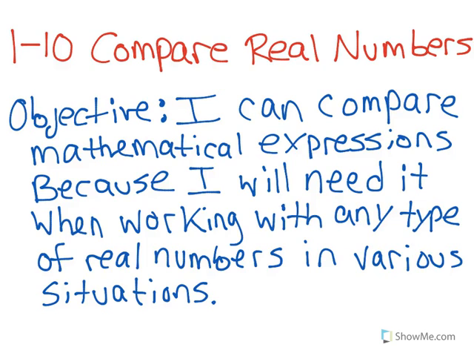In this pre-algebra video, we're going to talk about Chapter 1, Lesson 10, Comparing Real Numbers. Our objective is, as the student, I can compare mathematical expressions because I will need it when working with any type of real numbers in various situations. This way you'll always be prepared regardless of how the numbers or the values are presented to you. You'll know how to relate them to each other and be able to do mathematical operations with them.